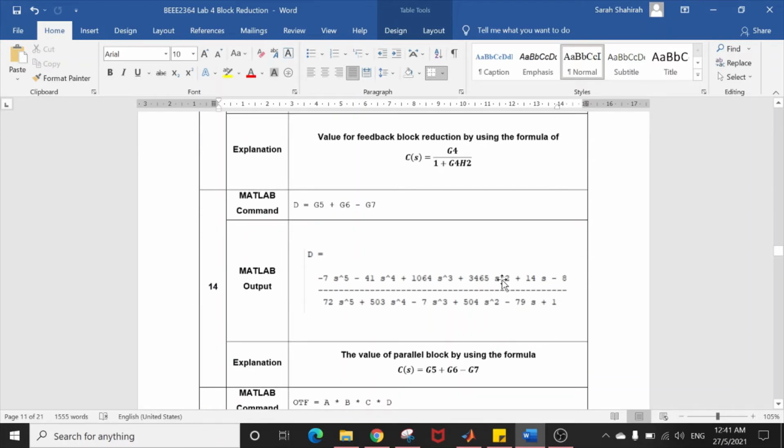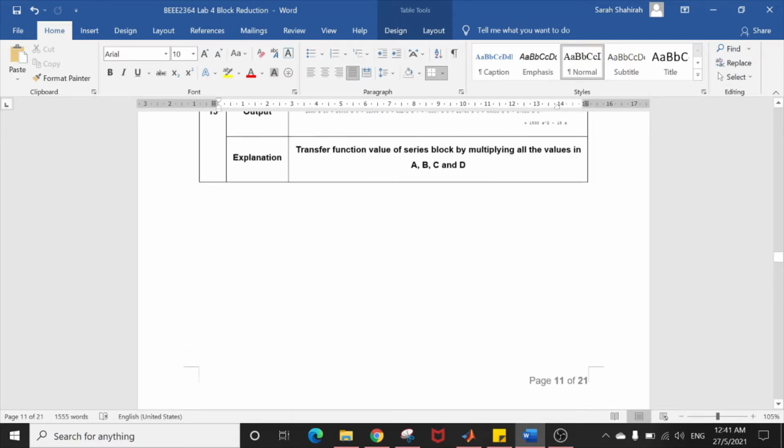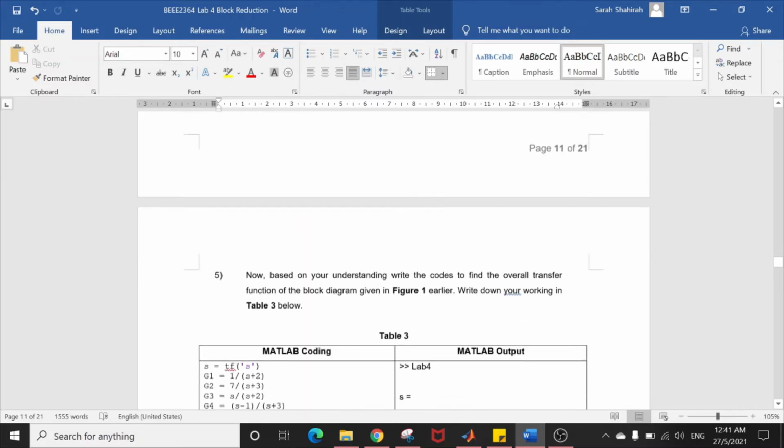And then D is the parallel block method by using the formula G5 plus G6 minus G7. And then OTF is the transfer function for the overall question, and we get the answer by multiplying all the values in A, B, C, and D.